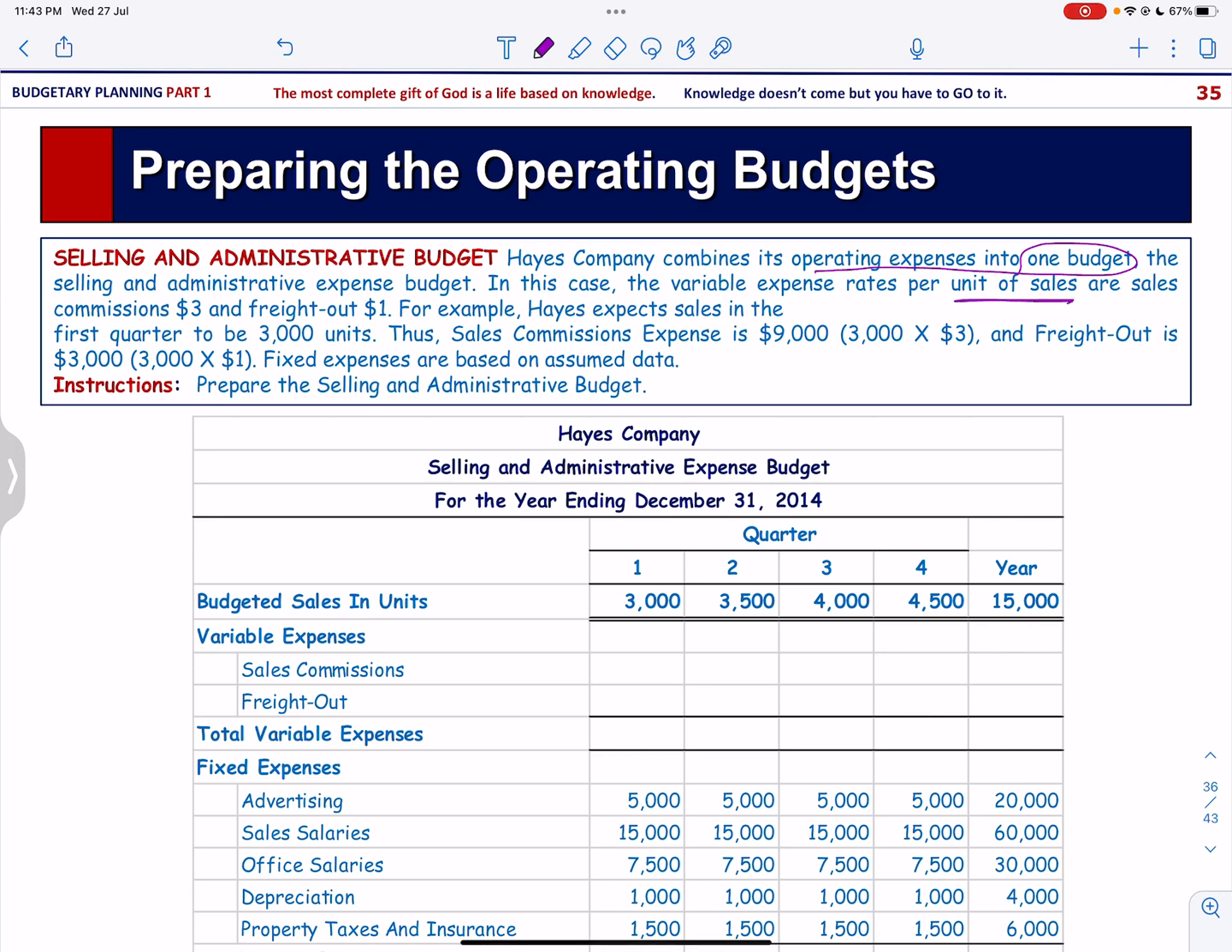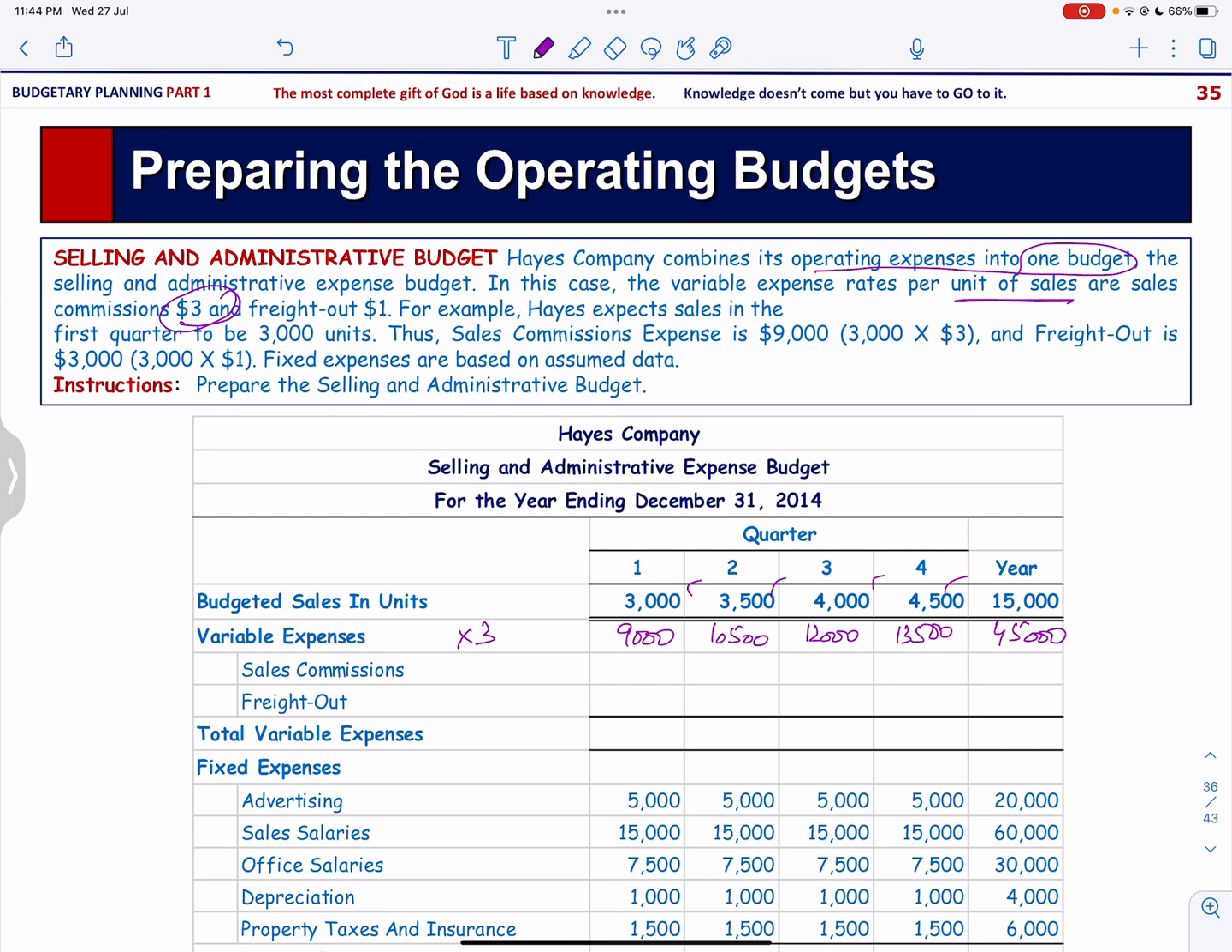The selling and administrative expense budget, in this case, the variable expense rates per unit of sales are sales commission. So first of all, we have the budgeted sales from the sales budget we have already prepared, and now we are going to allocate the different variable expenses. Like we have sales commission, and the sales commission is 3. So we will multiply this by 3, that will give us 9,000, 10,500, 12,000 and 13,500. So the total will be 45,000.